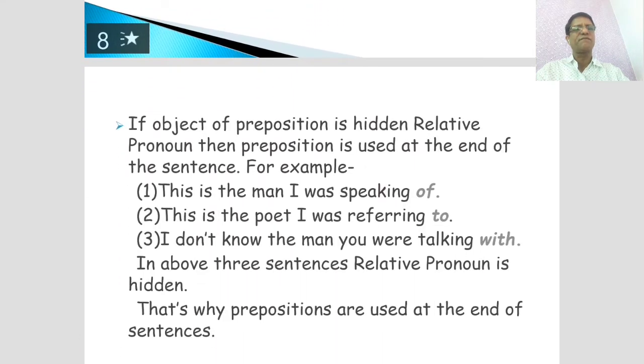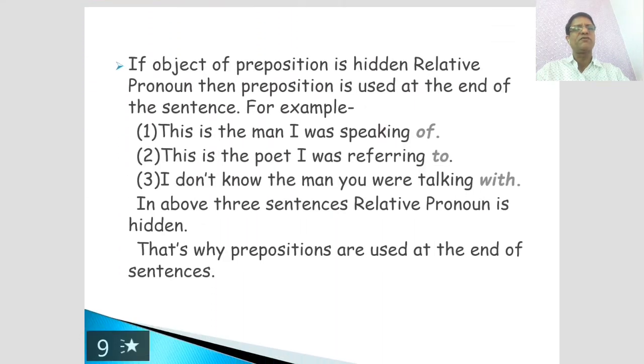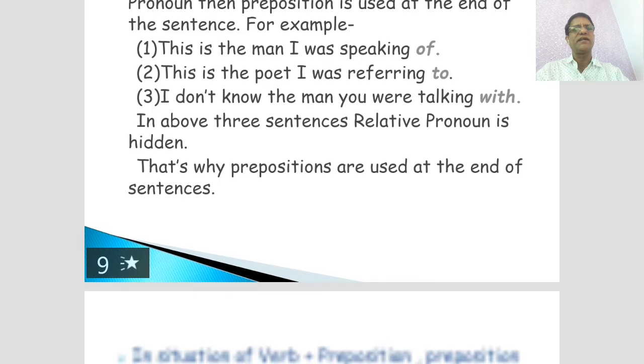If the object of the preposition is a hidden relative pronoun, then the preposition is used at the end of the sentence. For example, this is the man I was speaking of, this is the poet I was referring to, I don't know the man you were talking with. In the above three sentences, the relative pronoun is hidden, that's why prepositions are used at the end of the sentences.